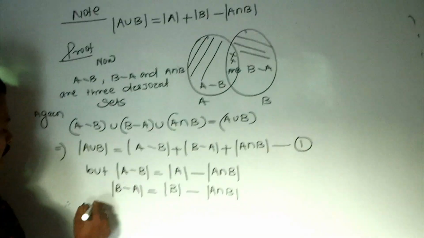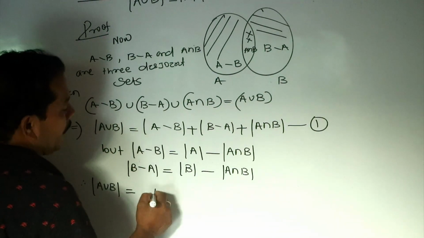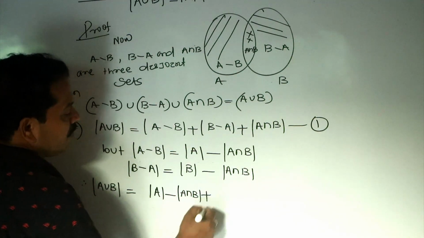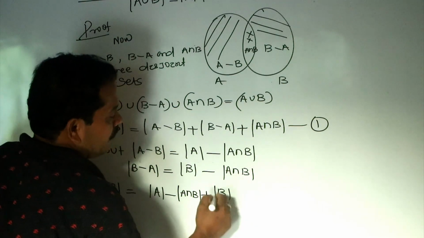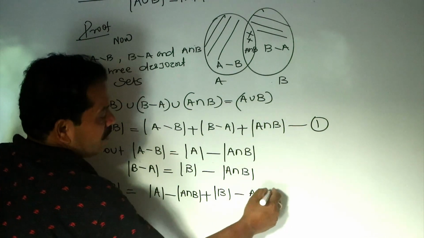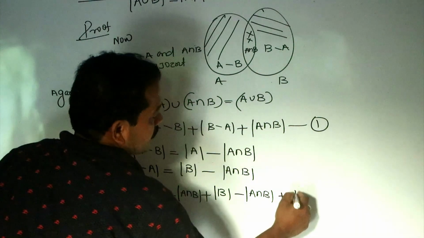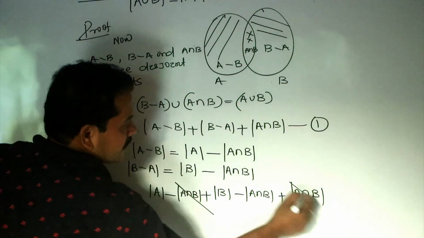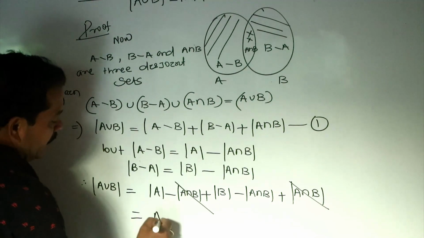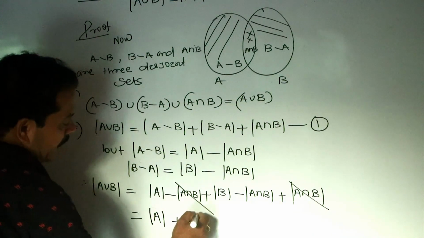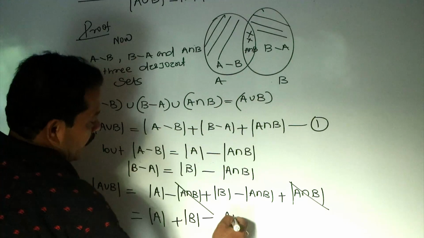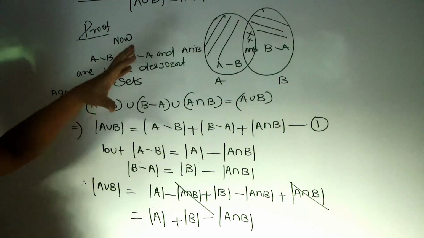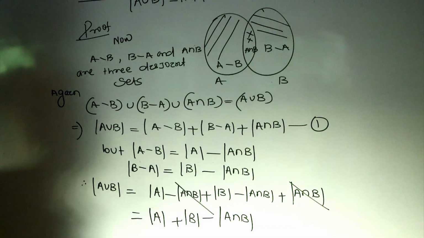That is, cardinality of A union B equals cardinality of A minus cardinality of A intersection B, plus cardinality of B minus cardinality of A intersection B, plus cardinality of A intersection B. Now one term cancels with this. The remaining terms are cardinality of A plus cardinality of B minus cardinality of A intersection B. You can use this formula to solve many word problems which are also given in your textbook.